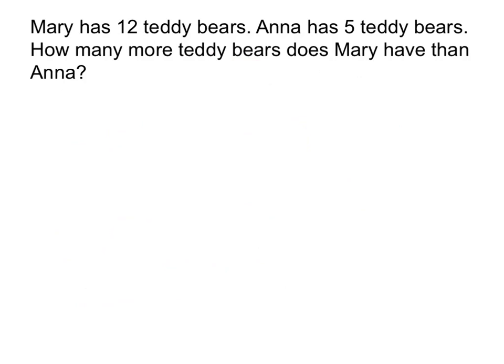Now our second problem here doesn't have anything to do with negative numbers, but we're going to use this to illustrate how we solve our next problem, which does involve negative numbers. So it says Mary has 12 teddy bears, Anna has 5 teddy bears. How many more teddy bears does Mary have than Anna? Now we could probably look at this and say, oh, the answer is obviously 7. Well, let's think about how we got that answer using arithmetic. So we have Mary has 12 bears, Anna has 5 teddy bears, and the question is how many more?